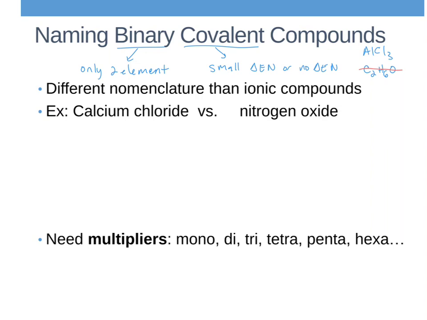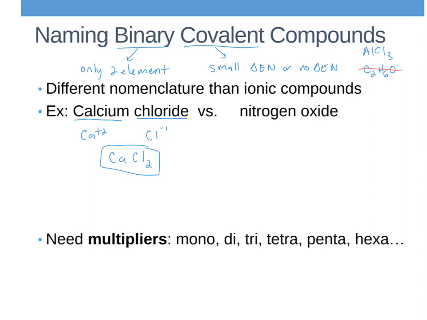Like I talked about in previous videos, whether it's ionic or covalent means you're going to have a different nomenclature system, a different naming system. So for calcium chloride, we never use multipliers, because I know the charge of calcium and I know the charge of chloride, so I know what the formula is. Calcium has a +2 charge, since it's in the second group and loses 2 electrons to become like the nearest noble gas. Chloride has a -1 charge because it just needs to gain 1 electron to fill its shell. In order for this to be a neutral compound, for every 1 calcium I need 2 chlorines to balance that out.